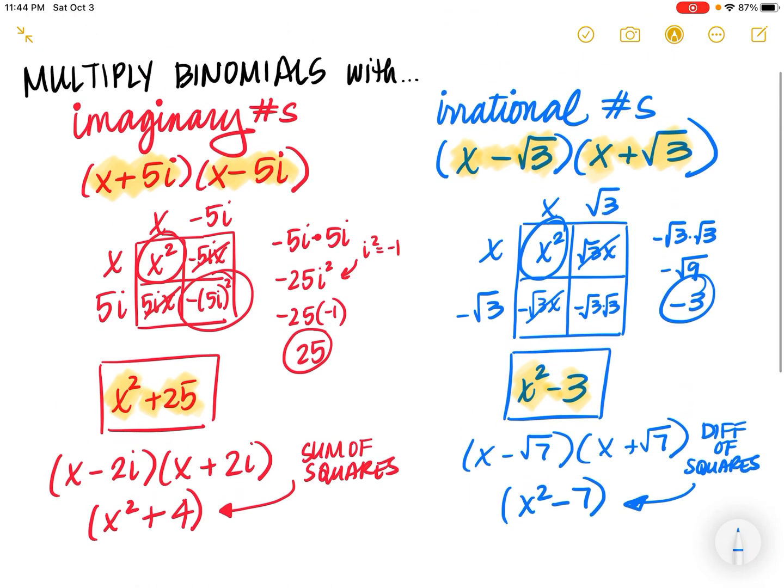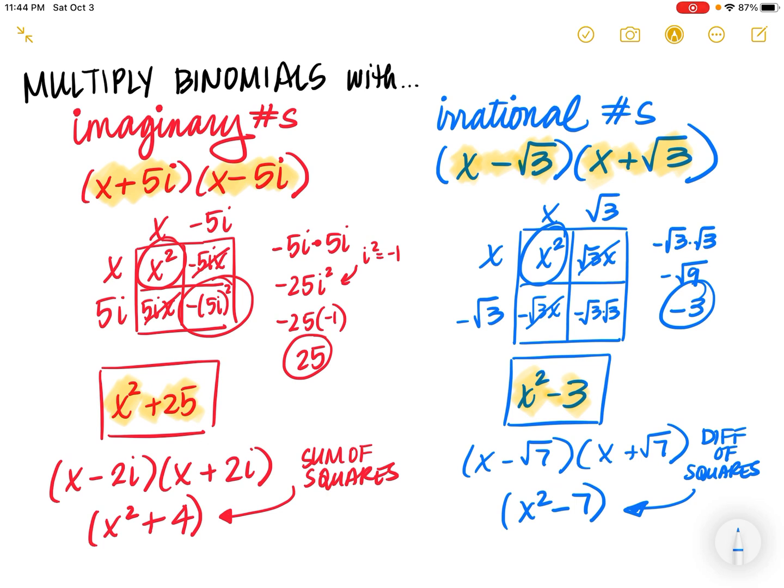Okay, hopefully that helps you guys know how to handle multiplying with binomials whenever there are imaginary numbers or irrational numbers. But please ask a question. Let's practice more of these together.